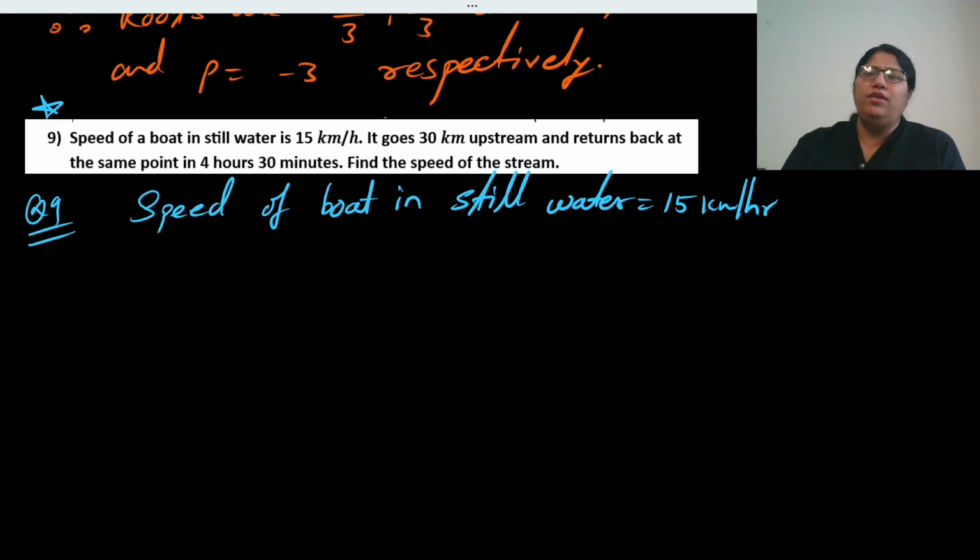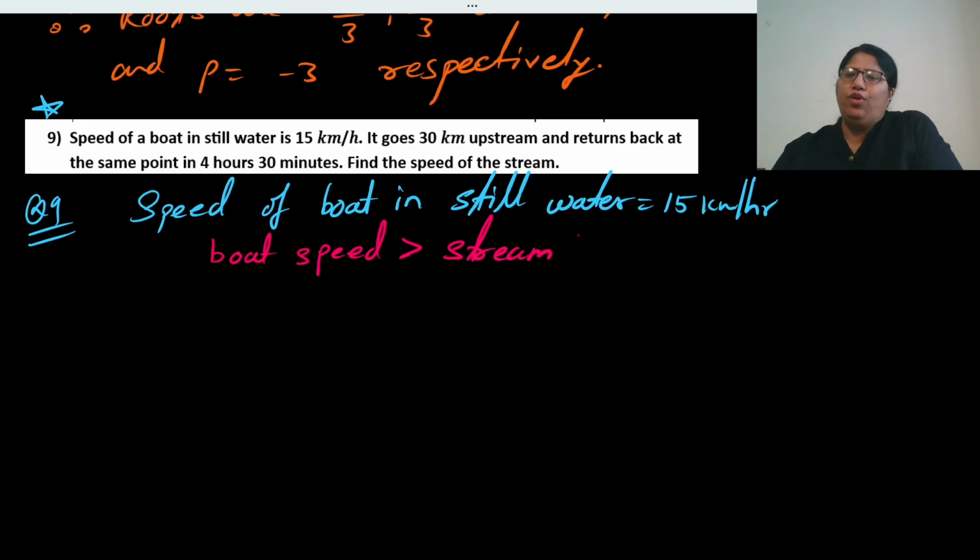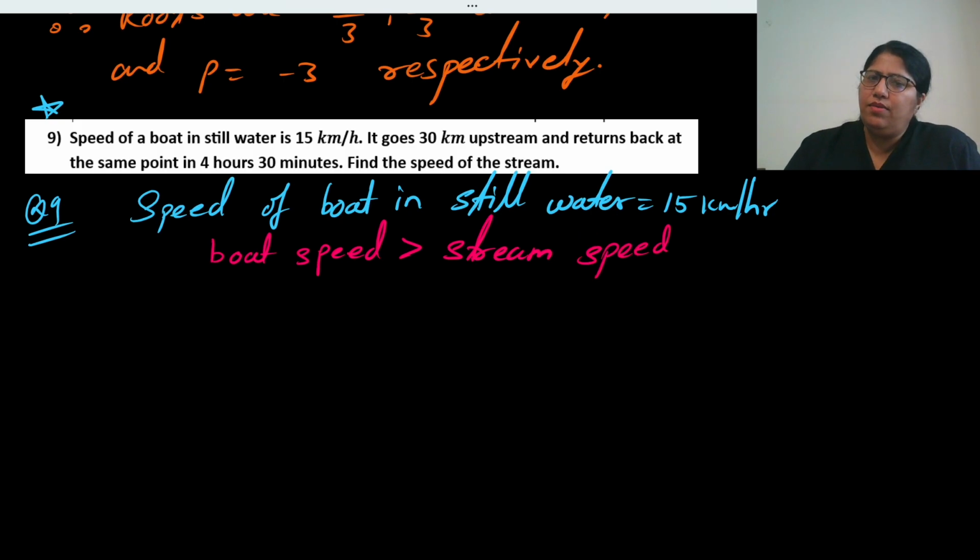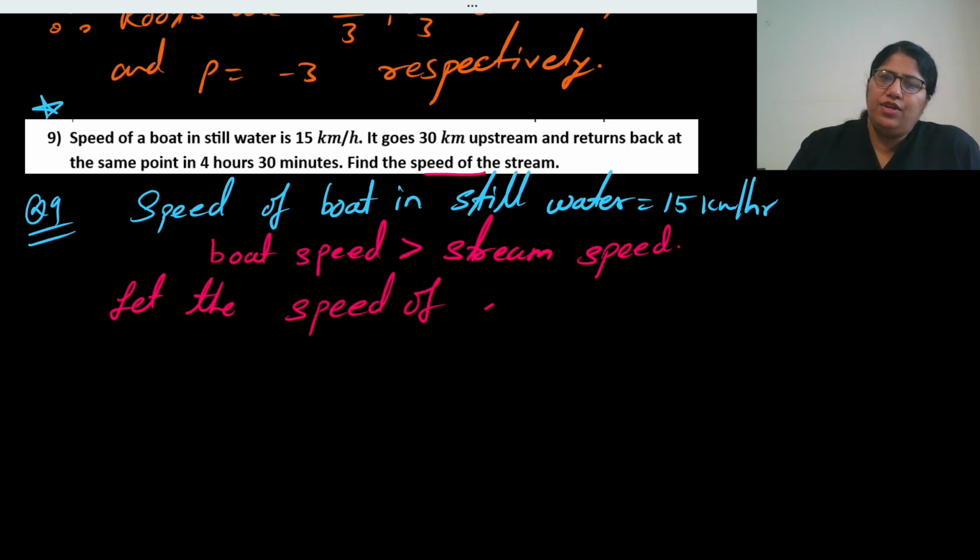So what we need to find out here: speed of water, speed of stream, or speed of current, it's the same thing. But you should remember the boat speed. This logic you have to remember, boat speed is always going to be greater than stream speed, otherwise boat cannot move forward, right? Now what do I need to find out? Speed of stream. So we will start with, let the speed of stream be x kilometer per hour, right?